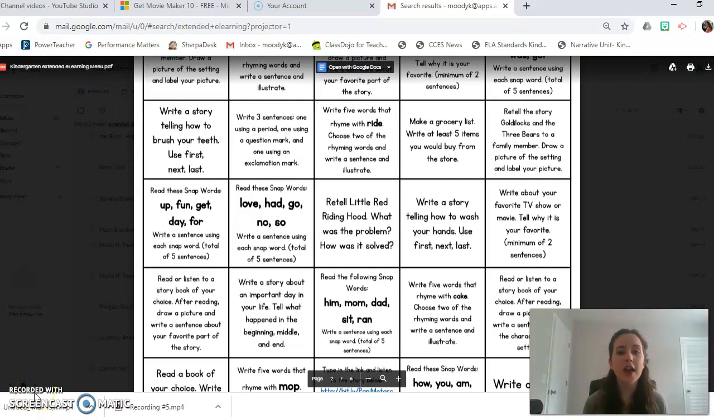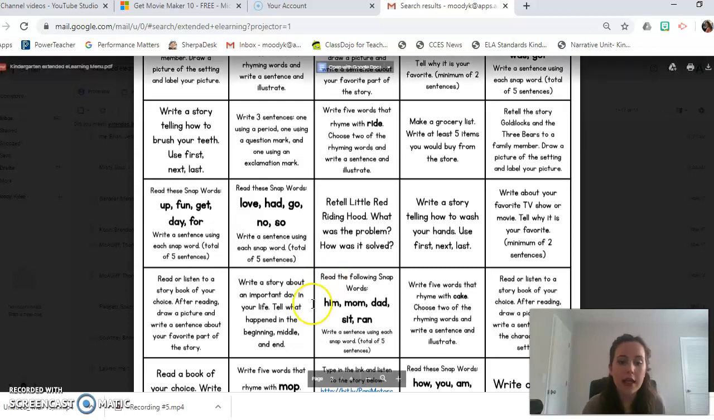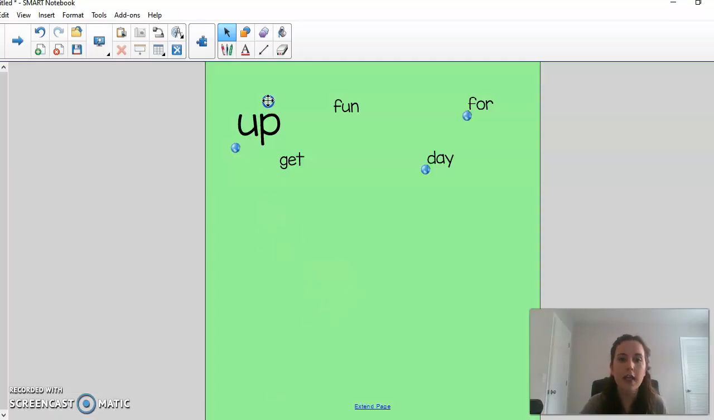Hey guys, I am going to pick another choice off of my e-learning menu for ELA because I'm going to do 2 a day. So I think I'll start over here and I'll read these snap words. So we're going to do up, fun, get, day, 4. It says write a sentence using each snap word for a total of 5 sentences. So let's go over here and look at our snap words.